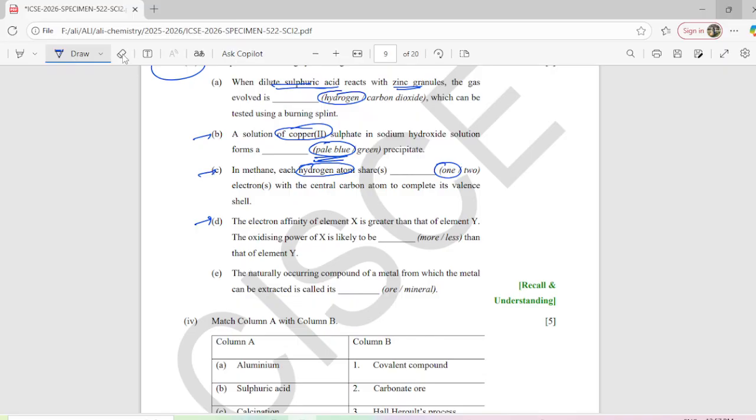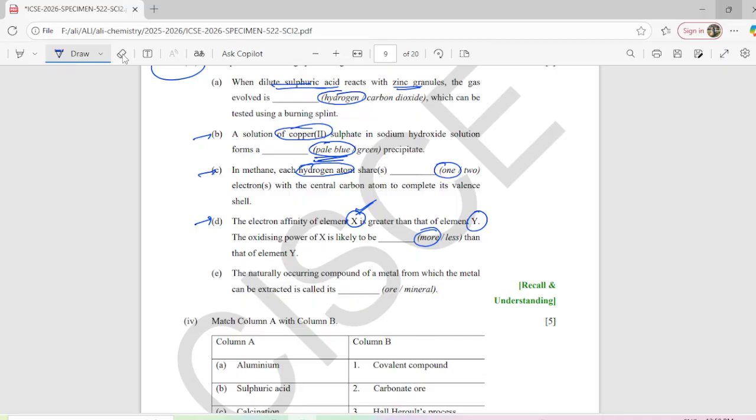Next, the electron affinity of an element X is greater than that of Y. The oxidizing power of X is likely to be. So the electron affinity of X is greater, means it can easily accept electron. So since it can easily accept electron, the ability to oxidize other element, or the oxidizing power of X is likely to be more than that of Y, because X can take electrons more easily compared to Y, so oxidizing power will be more.